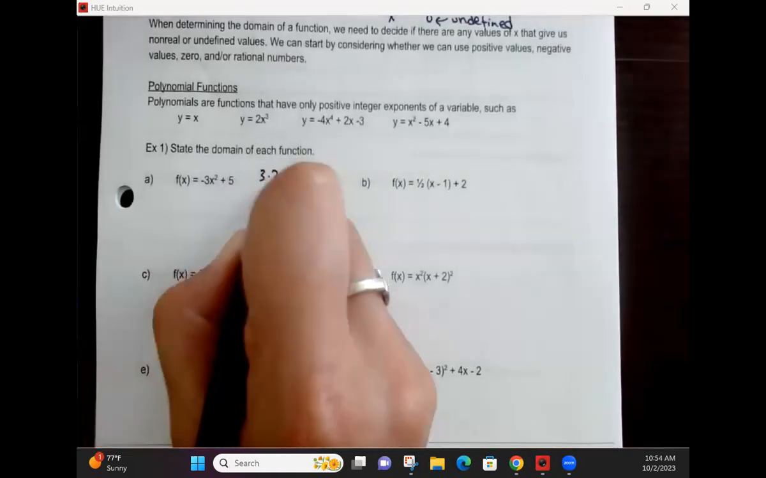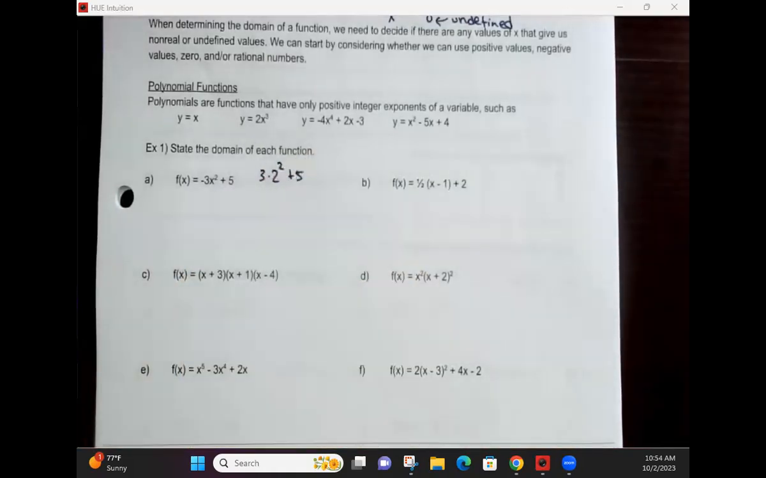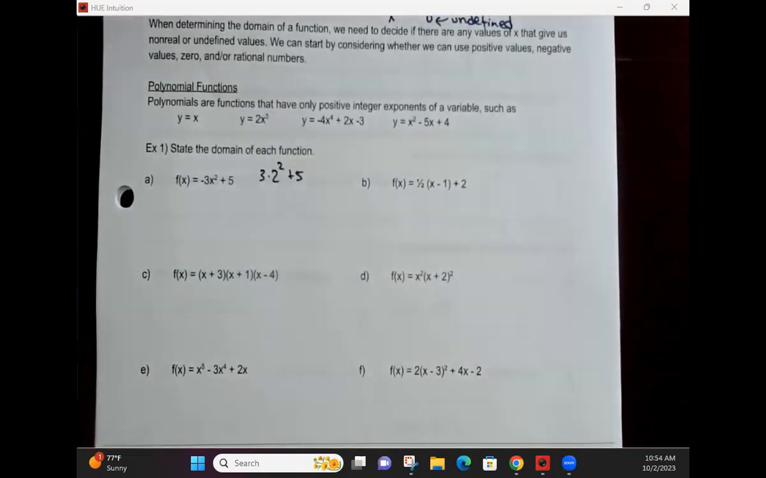Like, could I do 3 times 2 squared plus 5? Is that okay? Yeah, that's okay. I would get 3 times 4 plus 5, so 12, 17.